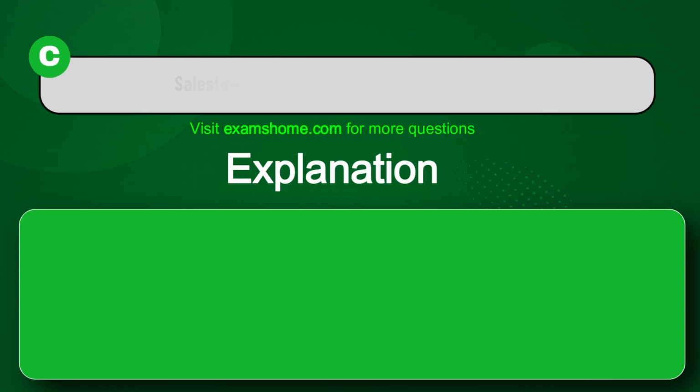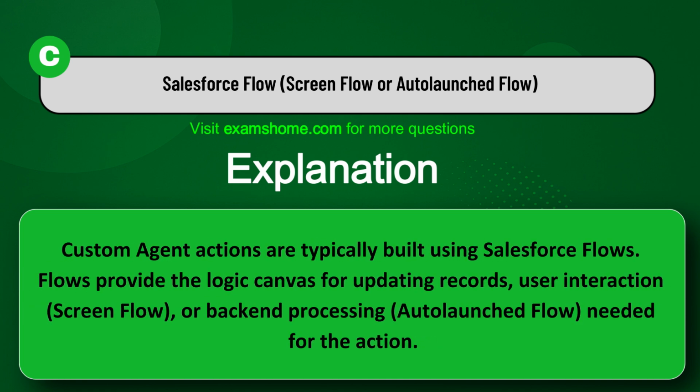Correct answer: C. Custom agent actions are typically built using Salesforce flows. Flows provide the logic canvas for updating records, user interaction (screen flow), or back-end processing (auto-launched flow) needed for the action.